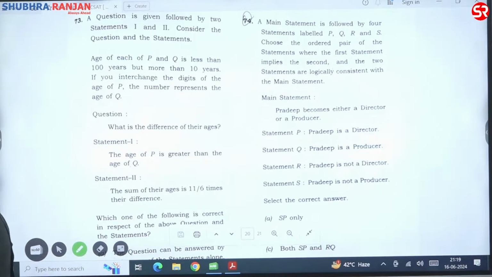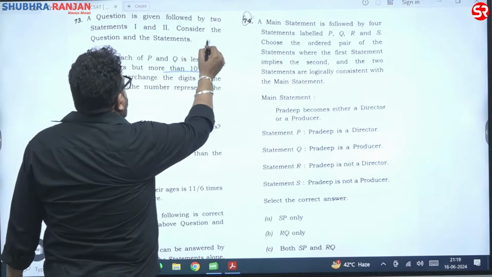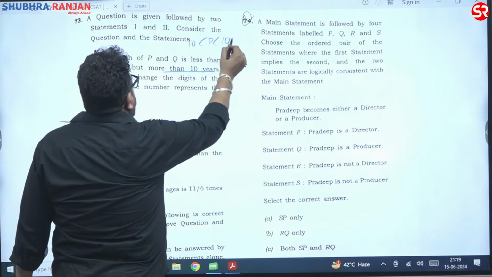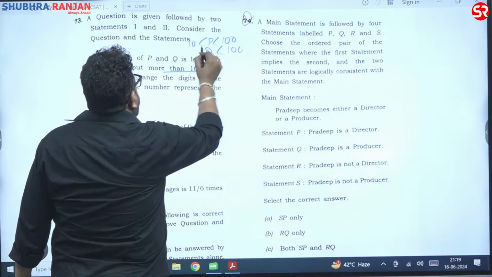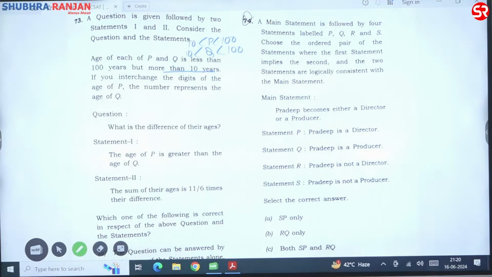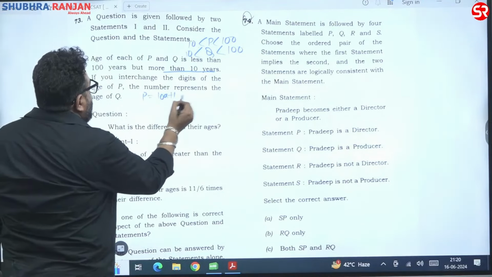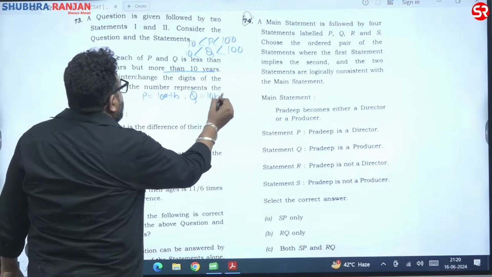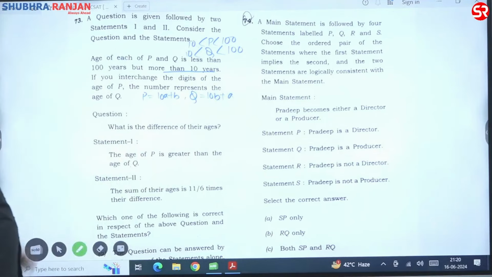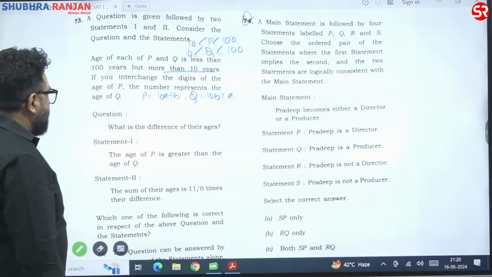So again, this is coming out to be data sufficiency. It says the ages of P and Q are less than 100, so P is lying between 10 and 100, and Q is lying between 10 and 100. If we interchange the digits of P, the number represented is Q. So P is equal to 10A plus B, then Q is equal to 10B plus A. What is the difference of their ages? So the statement 1: the age of P is greater than that of Q.